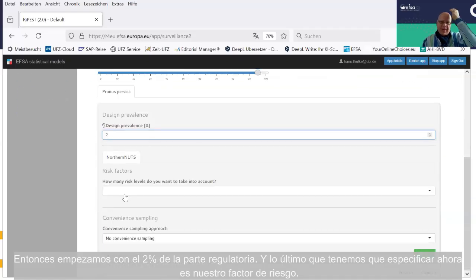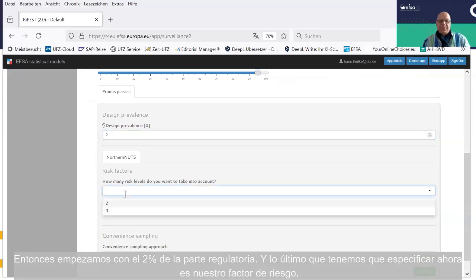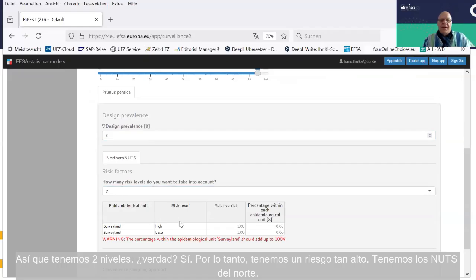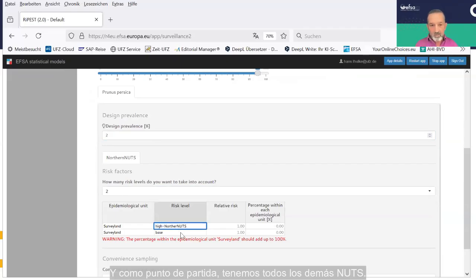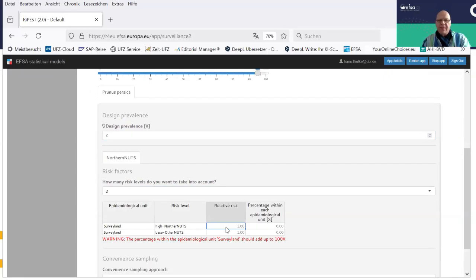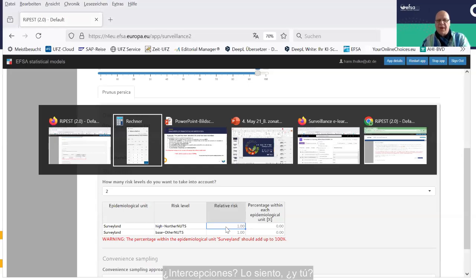And the last thing we have to specify is now our risk factor. Okay, so we have two levels, right? Yes. As high risk, we have the northern NUTS. And as a baseline, we have all the other NUTS. Well, then the relative risk. What is the relative risk? How can we catch this? Do you have interceptions?